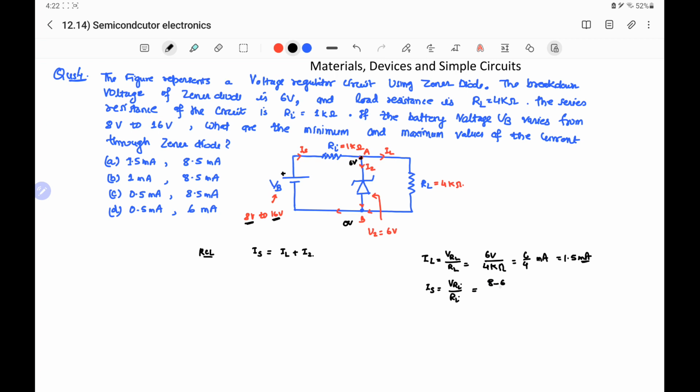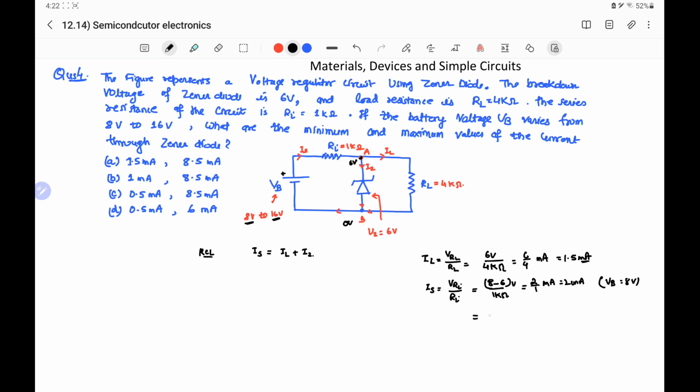This 6 is the voltage at the point A, divided by the load resistance, that is 1 kilo ohm, and this is in volt. So it will be equal to 8 minus 6, that is 2 by 1 milliampere. It is 2 milliampere. This is the value of the source current when VB equal to 8 volt.